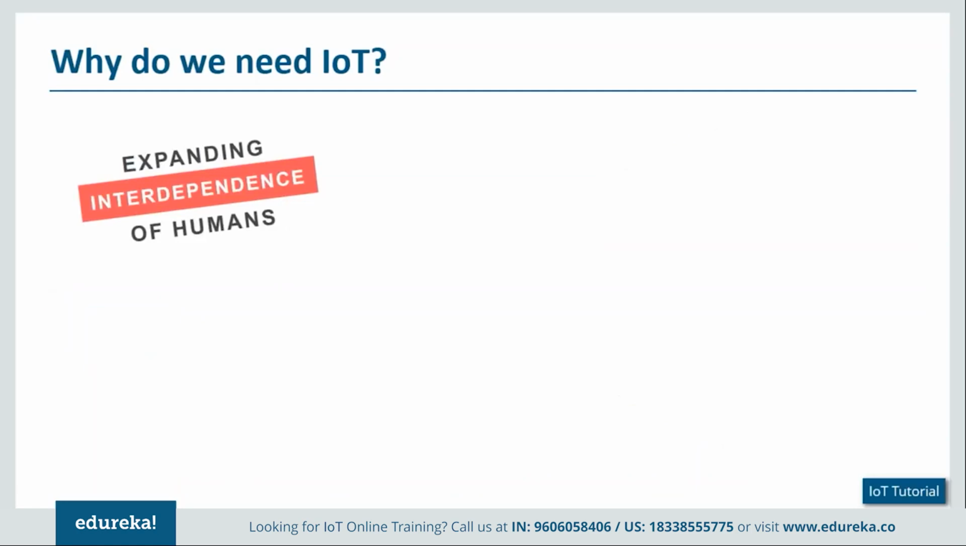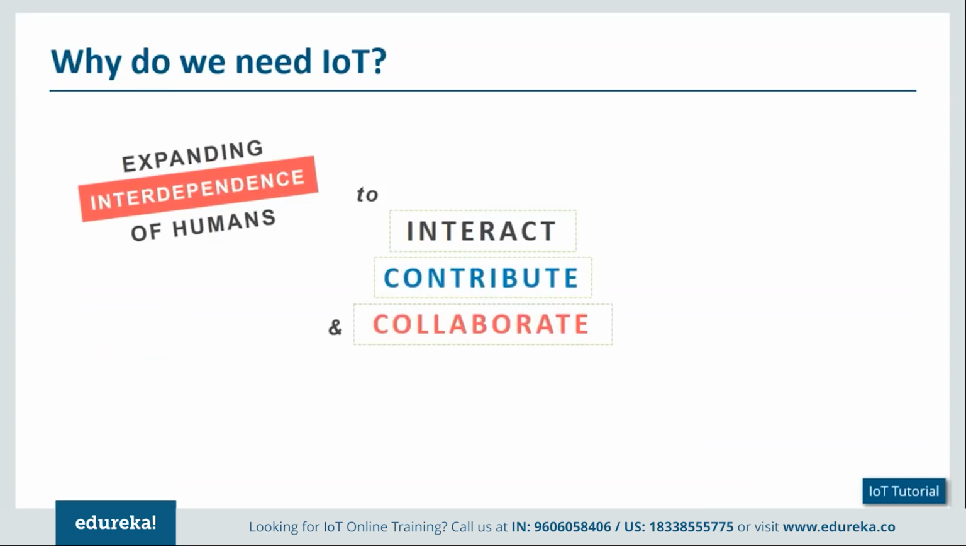Now, Internet of Things basically is expanding the interdependence of humans to interact, contribute, and collaborate with things around us. What do I mean by interdependence of humans? How we depend on each other. Like how I'm explaining this concept to you. If you're not clear, you would reach back to me and request my help. This becomes an interdependence between us. When I'm giving you knowledge and you're not clear, you come back to me. Similarly, tomorrow, if there's something that you can do for me, I would reach out to you. So we all are interdependent on each other for something or the other.